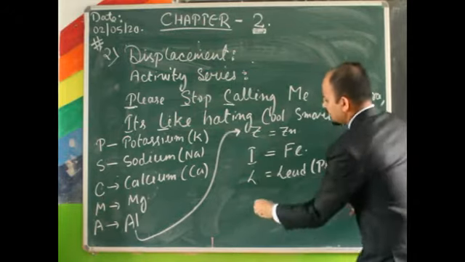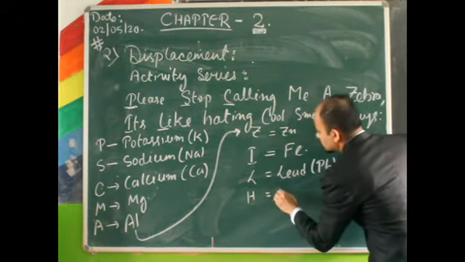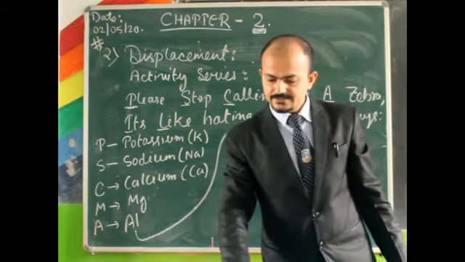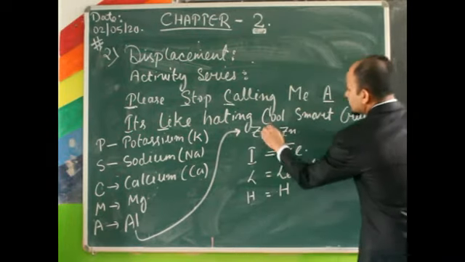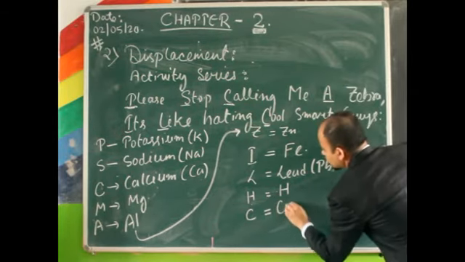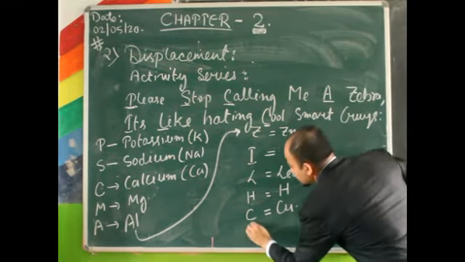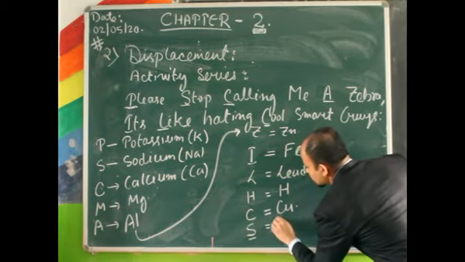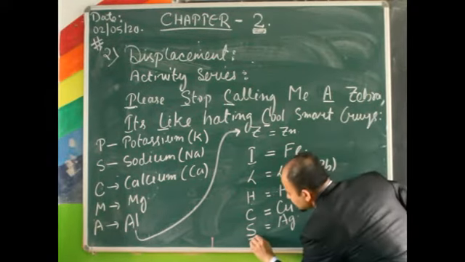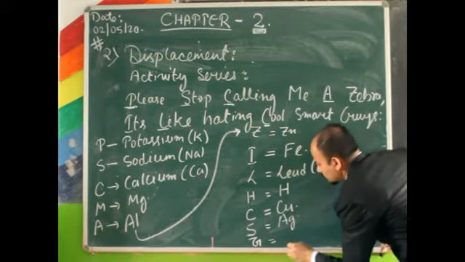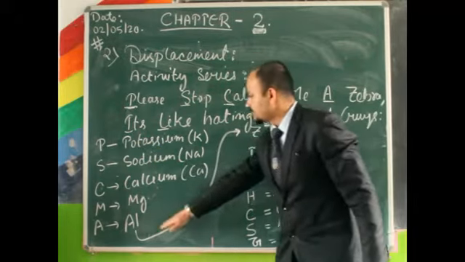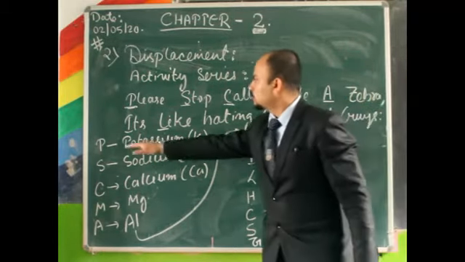Heating, H stands for hydrogen. H stands for hydrogen. C stands for copper. S stands for silver, that is Ag. And finally Z. Z stands for gold. Gold is Au. So I have written the activity series according to the sentence.